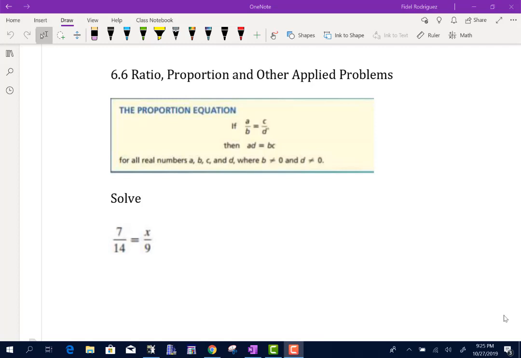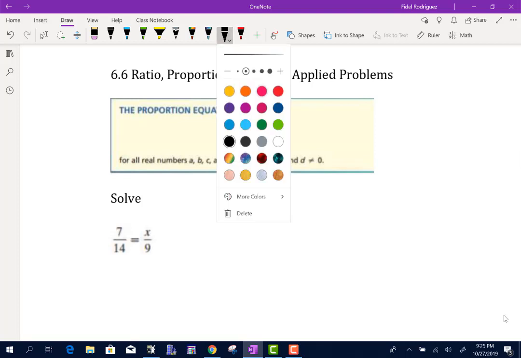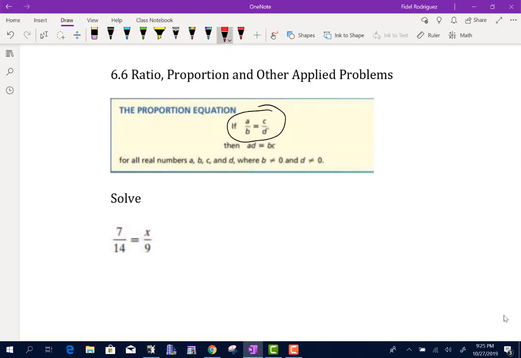All right, section 6.6 talks about ratio, proportion, and other applied problems. So we have something here that we call the proportion equation, and it says if A over B is equal to C over D, then A times D equals B times C. Just to give you a heads up of what we're doing here, we are cross multiplying. We take A times D, and B times C, and they'll be equal to each other.